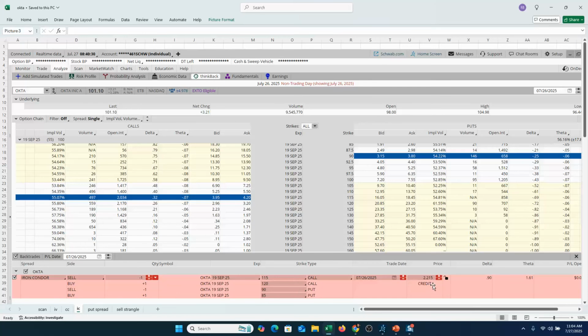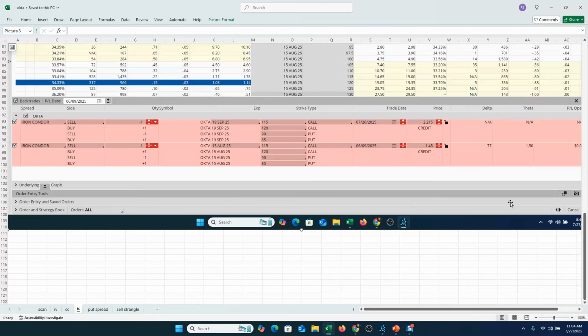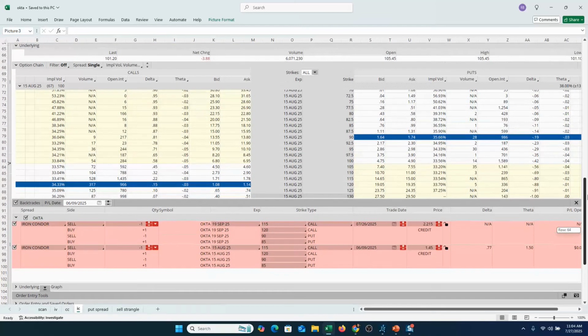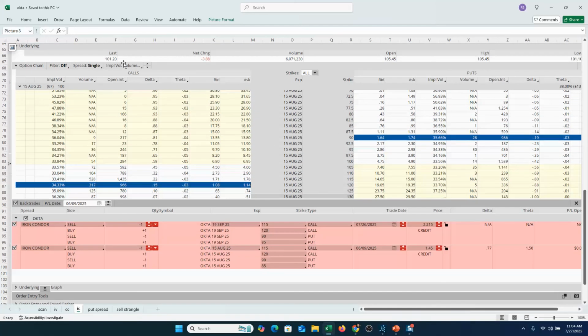And you can see that iron condor, selling both spreads, you could have sold it for about $2.20. You're risking a max of 5, less the 220 you receive. So you're risking 280 to make 220 as long as OKTA stays above 90 or below that 115 level come expiration in 55 days.